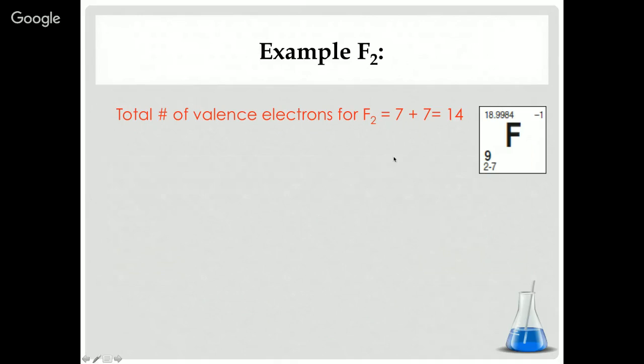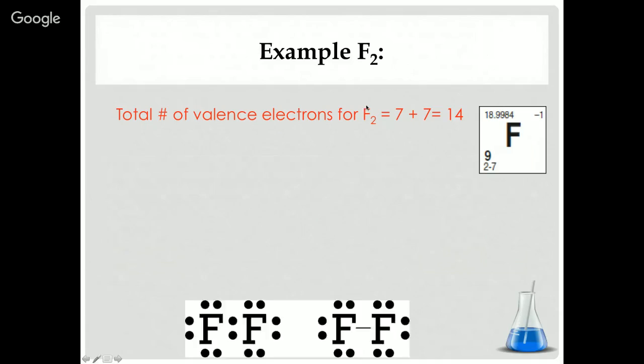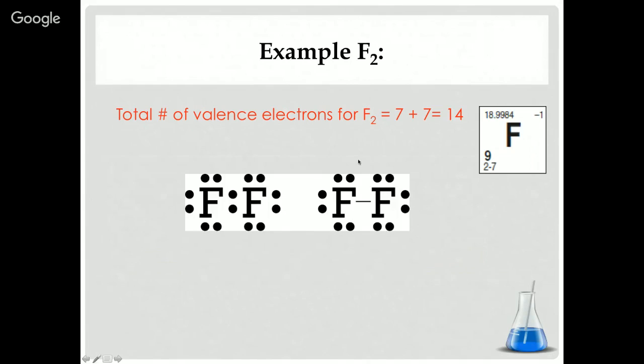Okay, let's try another example. Now I want to draw diatomic fluorine. So again, add up the total number of valence electrons. So I have 7 for each fluorine, which gives me 14. In this case, I don't have a unique atom. They're both the same. So I just pick one to be my central atom, and I give it 8 electrons. So let's say I pick the first one on the left-hand side. I give it 8. And then I dish out the rest.